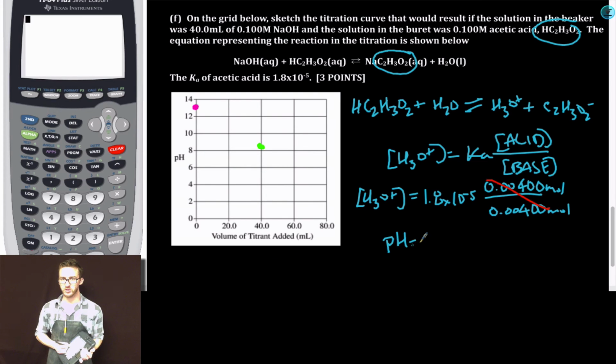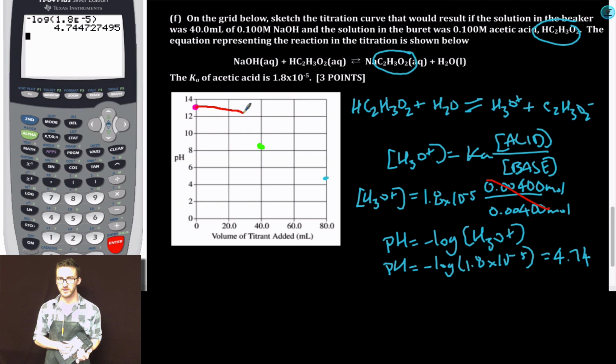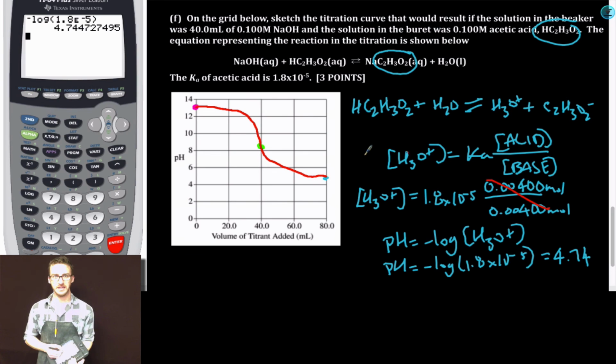To determine pH, we're just going to take the negative log of the hydronium ion concentration, which is 1.8 times 10 to the minus 5. Calculator: negative log of 1.8 E negative 5, close parentheses, answer: 4.74. Finally, let's just sketch in our titration curve. Let's come up with a general shape here. Again, you're just sketching it in. Not necessary to come up with all the individual points along the way. We are done.